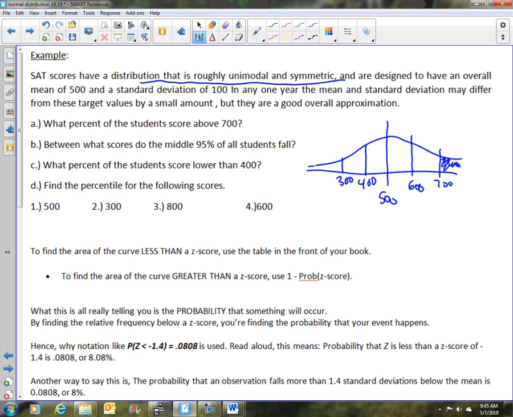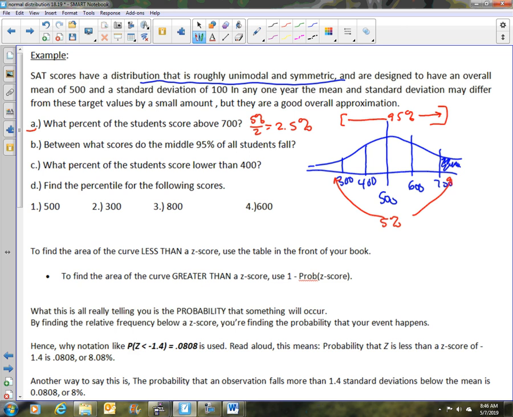we know that there's 95% of the data that falls between plus and minus 2 standard deviations. Now that means there's 5% outside of that 95%. And since the curve is symmetric, we've got to share that 5% equally between this region and this region. So the region that we have shaded over here would be half of 5%, 5% over 2, or 2.5%. So the answer to A, what percent of the students' scores would be above 700?